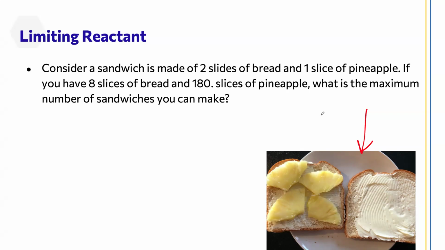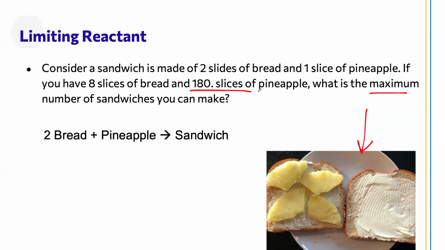can make? We can write a balanced chemical equation. 2 bread plus 1 pineapple yields 1 sandwich. But what's the maximum number of sandwiches you can make? Is this dictated by the maximum amount of reactant, pineapple? No, because I can't use 180 because I only have 8 slices of bread and they come together in a very defined ratio. What can I do?